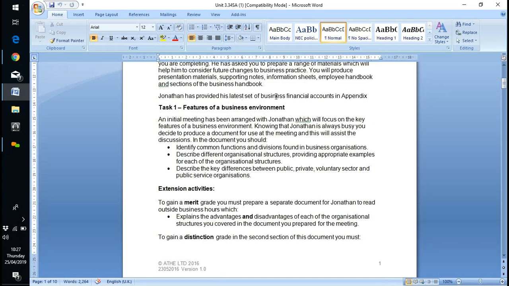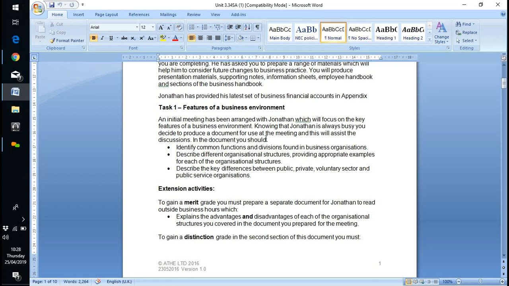Jonathan has also provided his latest set of business and financial accounts in appendix. So task 1. An initial meeting has been arranged with Jonathan, which will focus on the key features of a business environment. Knowing that Jonathan is always busy, you decide to produce a document for use at the meeting, and this will assist the discussions.